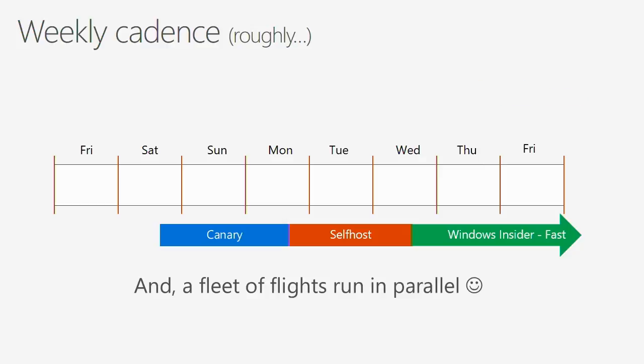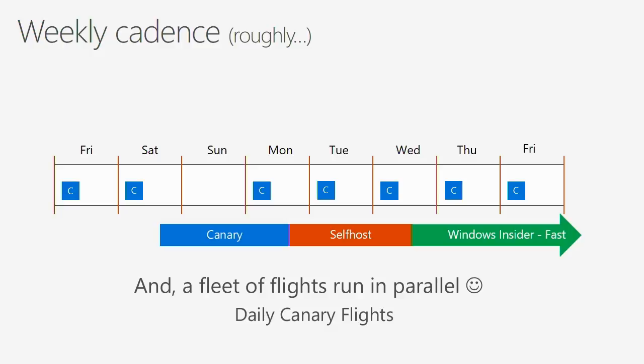But we actually have a fleet of flights running in parallel. So not only do we have canaries coming out on Saturday, we also have them coming out six days a week. The only day they don't come out is Sunday, unless there's something big going on, or we're heading towards the release to market.